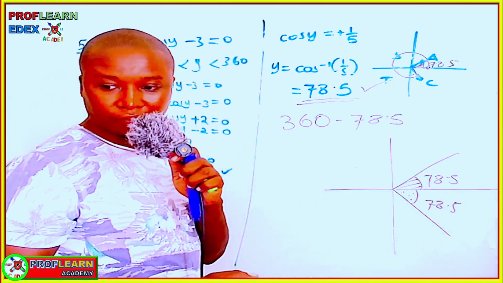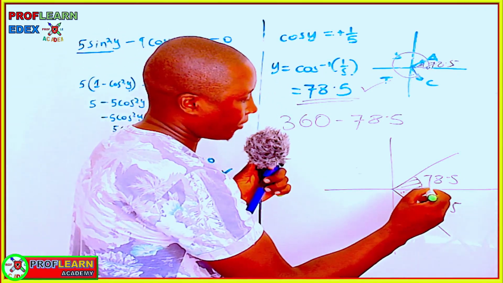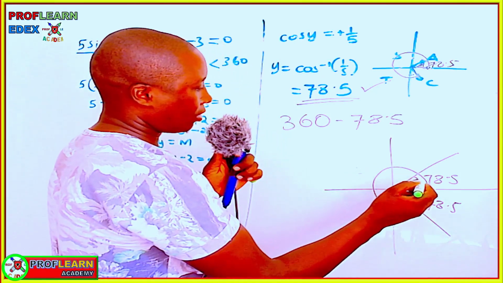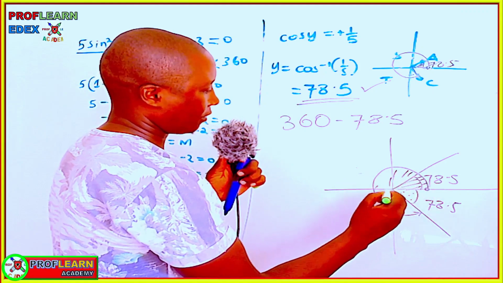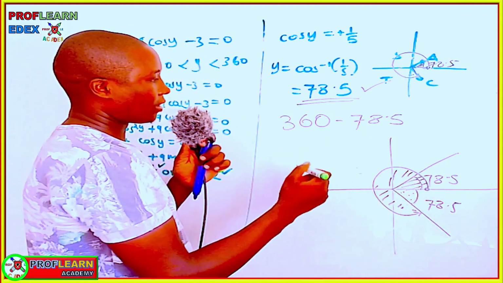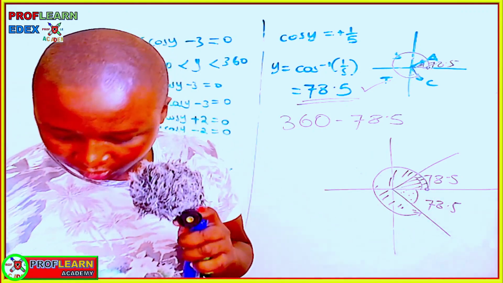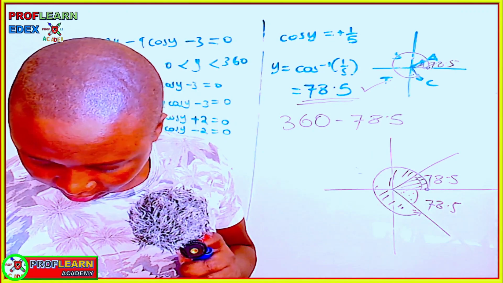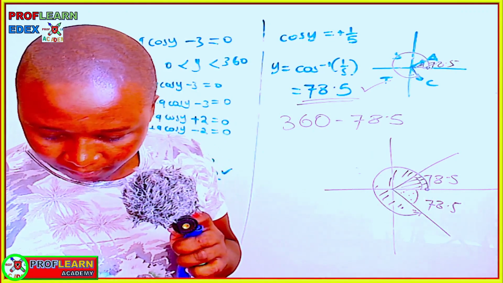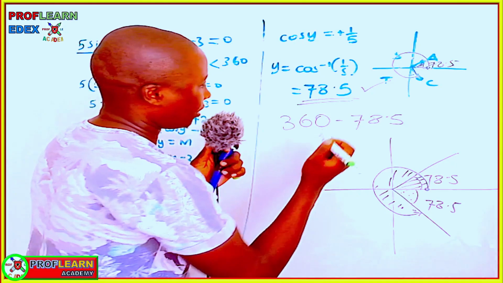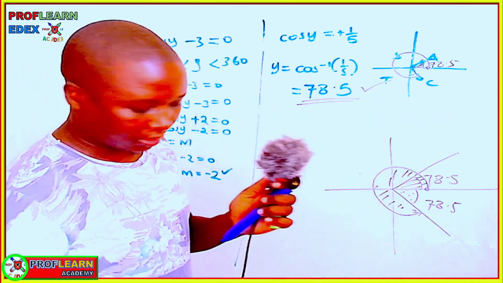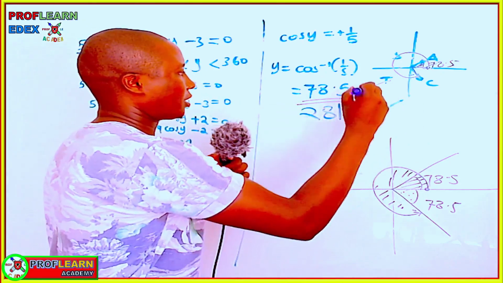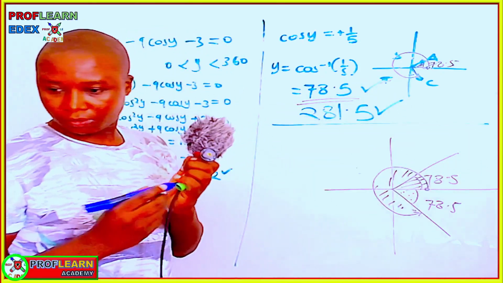Now, since we want positive angles, you move from the x-axis, go all the way anti-clockwise until you are here. So the whole of this angle that we have here is going to be 360 minus 78.5. So that will be 281.5. So the second angle here will be 281.5. So we shall have this angle and this angle for that first case.